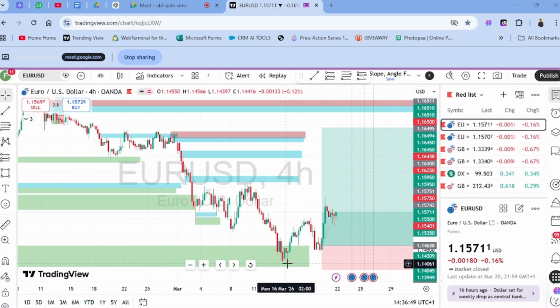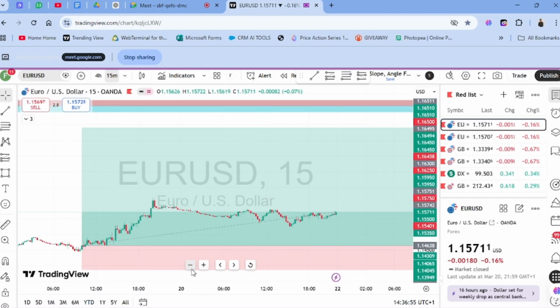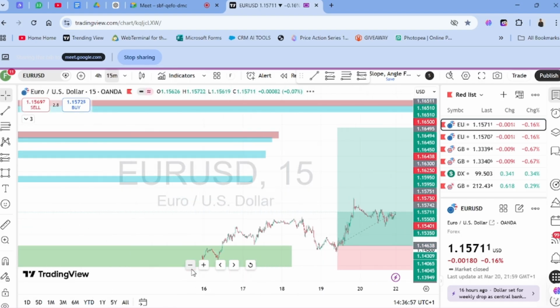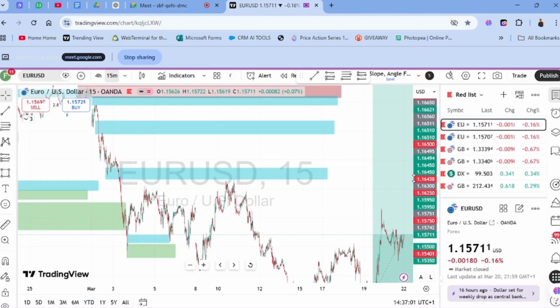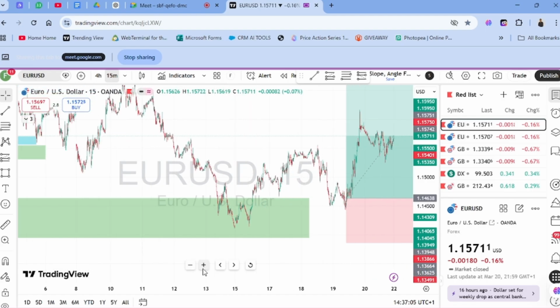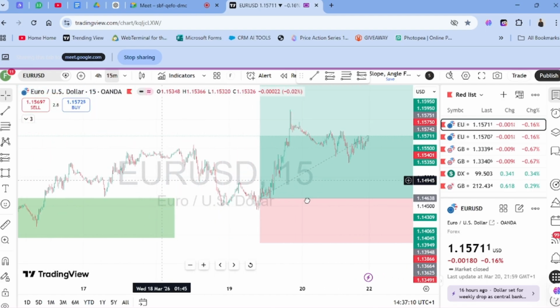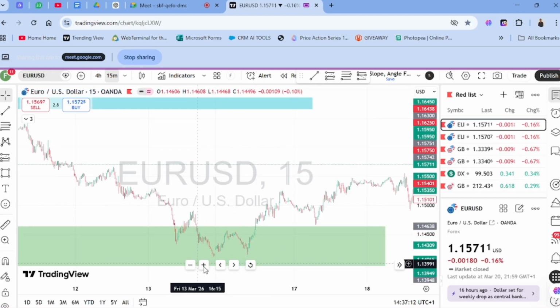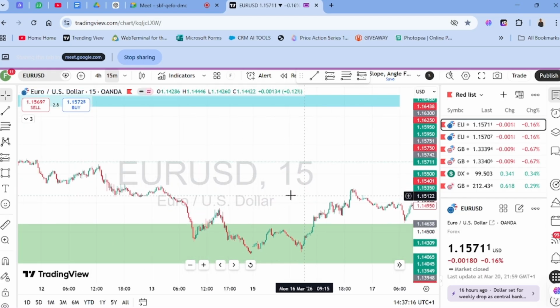The market tapped into this demand level. Then I go to the lower time frame. Let me get myself some confirmation. I want to see a change of character. This is what we call entry confirmation. I want to get a change of character. I want it visible for you. So this was a low.